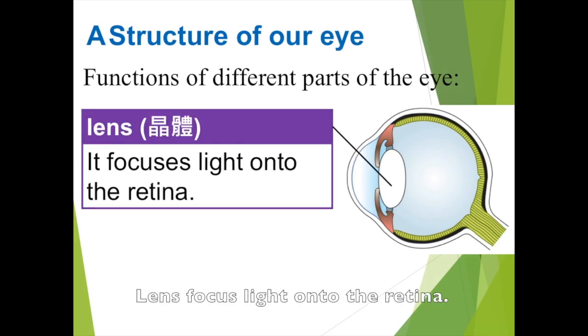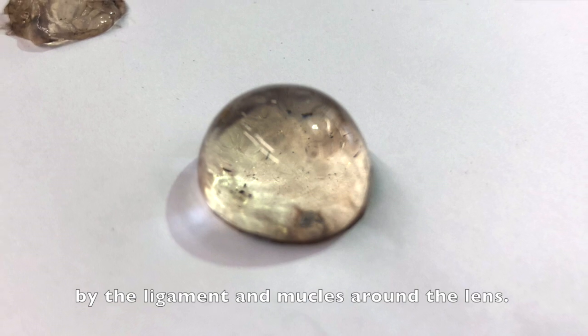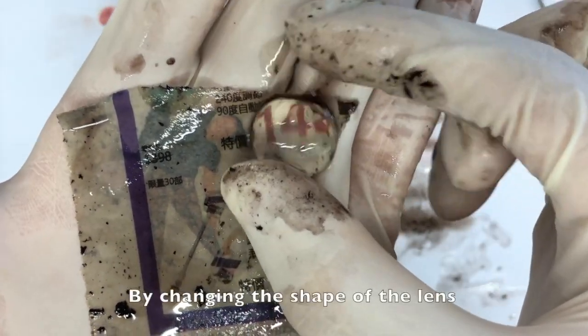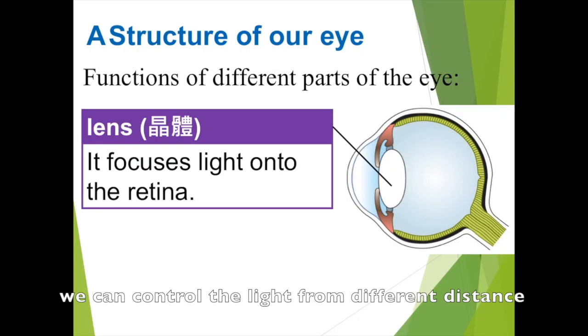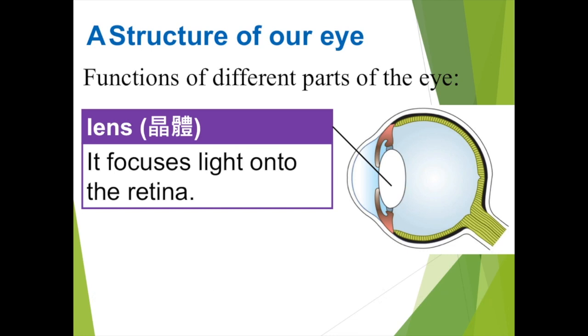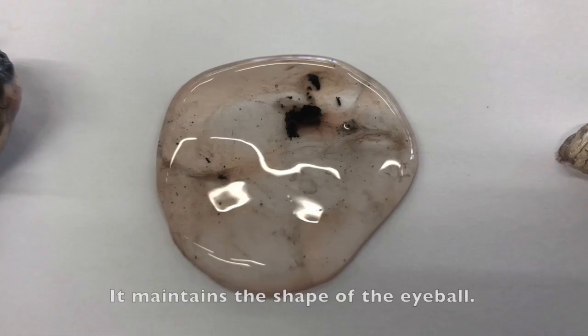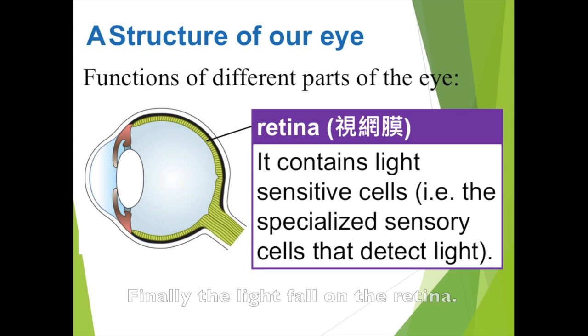And here is the lens. It focuses light onto the retina. The shape of the lens can be changed by the ligament and the muscle surrounding the lens. By changing the shape of the lens, we can make light from different distances fall on the retina. Inside our eye, it is full of jelly-like fluid. It maintains the shape of the eyeball. Finally, the light will fall on the retina.